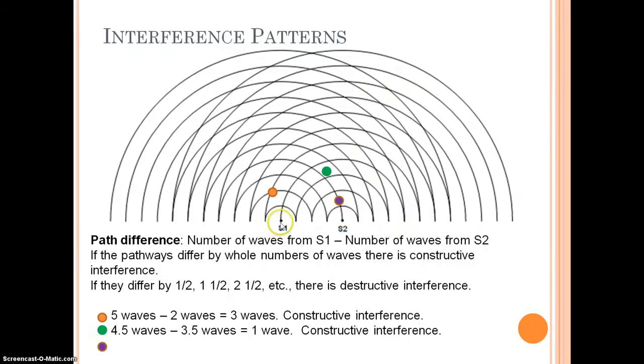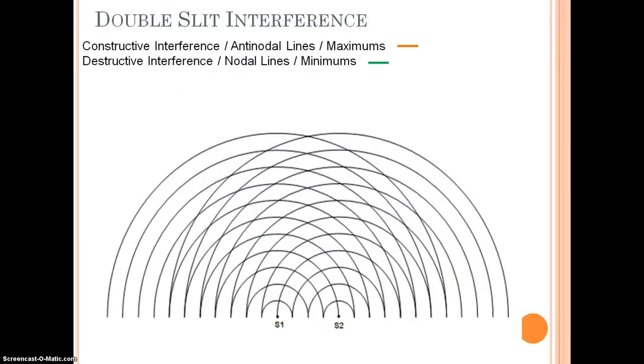From the purple one then, if I count from S1, I get 1, 2, 3, 4, and if I count from S2, I get 1.5. And we're not going to do any weird fractions, so go for whole or half numbers there, so don't say a third or anything like that. So if I look at that, I'm going to have 4 waves minus 1.5 waves, so that's 2.5 waves. A difference of 2.5 waves means I have destructive interference.